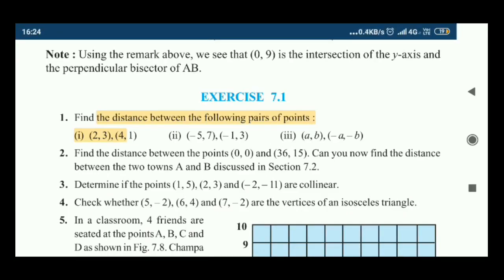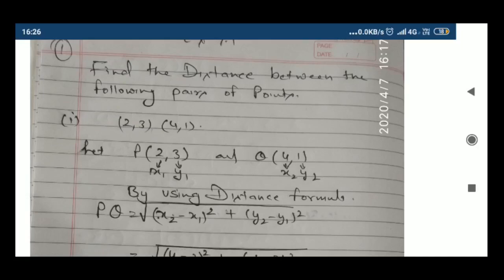The first question is: find the distance between the following pairs of points. I am going to start with the very first part. 2 points are given. The first point is (2, 3) and the second point is (4, 1). Now I am going to the solution of the first part. In the first step, let us assume the coordinates of P are 2 and 3 and the coordinates of Q are 4 and 1. By using the distance formula, we have to find the distance between P and Q.